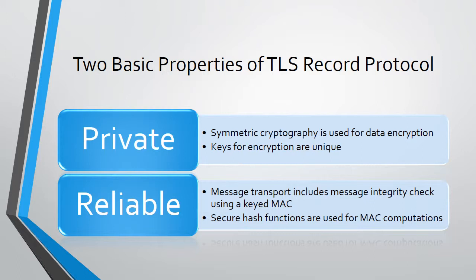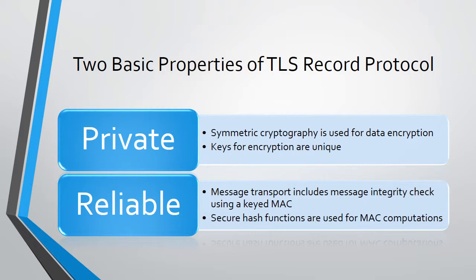The TLS record protocol has two basic principles. The connection is private and it's reliable. In order to ensure the connection is private, symmetric cryptography is used for data encryption. The keys for the symmetric encryption are generated uniquely for each connection and are based on a secret negotiated by another protocol. The record protocol can be used without encryption.